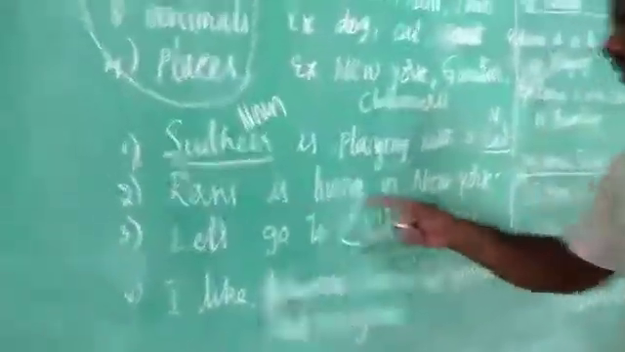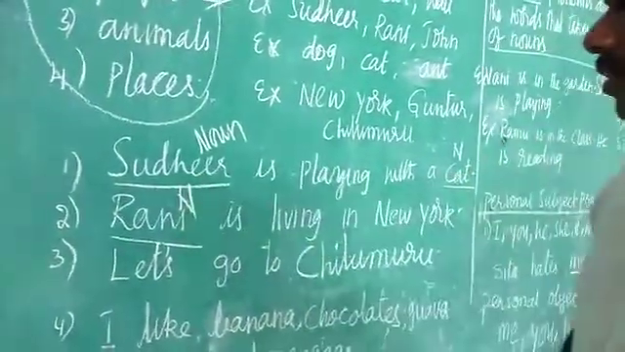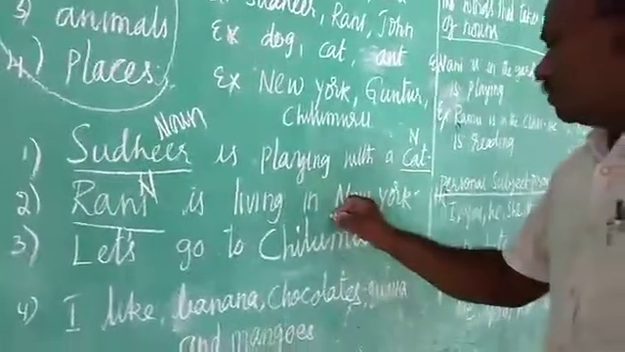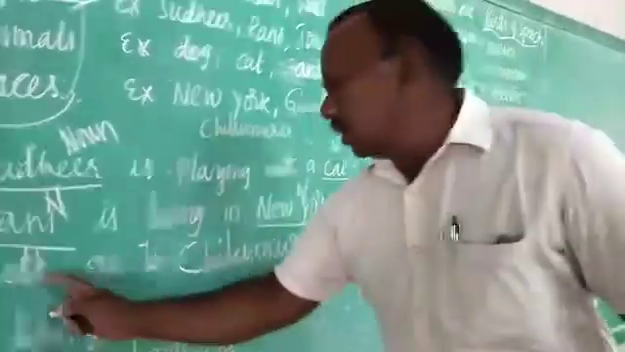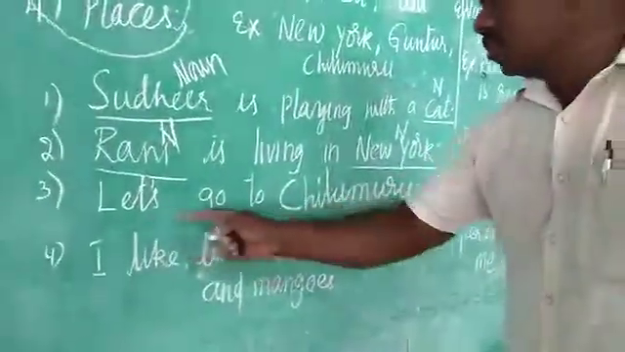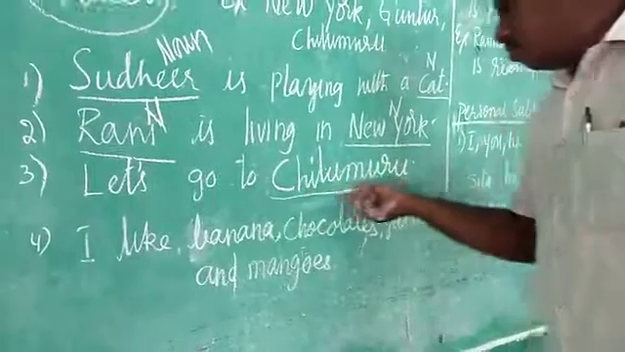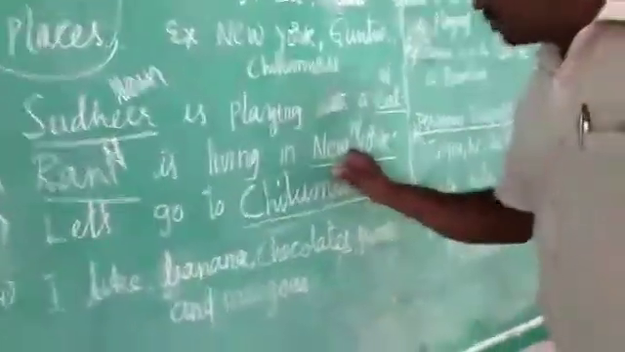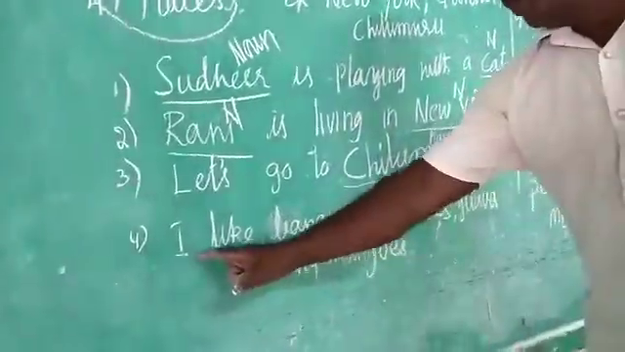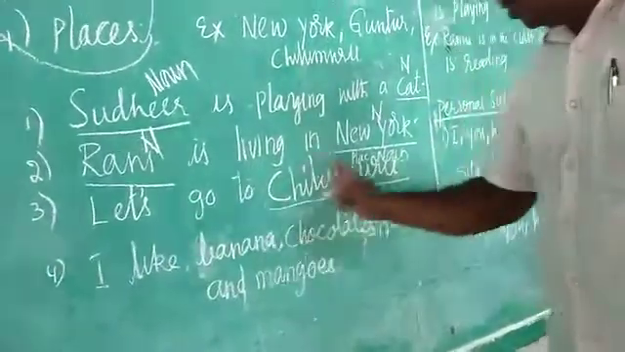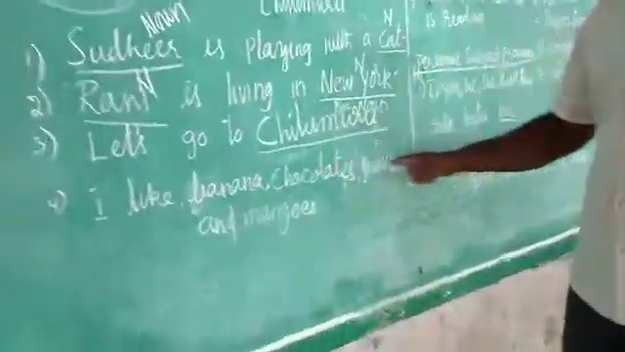Can you identify the nouns in this sentence, children? Right, Rani. Rani is a person, so it comes under a person or people, it is a noun. Here you have New York. It is a place, so it is also a noun. It is a proper noun. Let's go to Chilumuru. Can you identify any noun in this sentence, children? Right. Chilumuru is the noun. It comes under a place and it is a noun. Good. Last example here: I like banana, chocolates, guava, and mangoes. Children, can you identify any noun in this sentence?